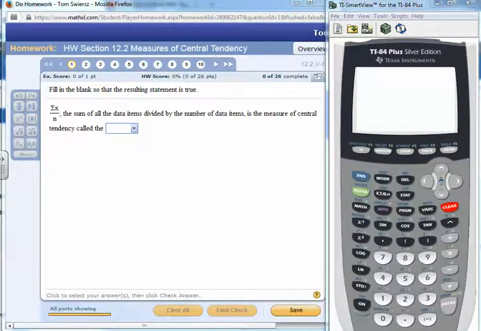Okay, we're going to go ahead and do some homework exercises from section 12.2, which is measures of central tendency. All right, let's look at the first problem.